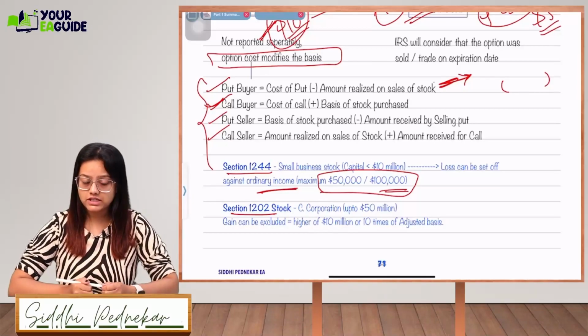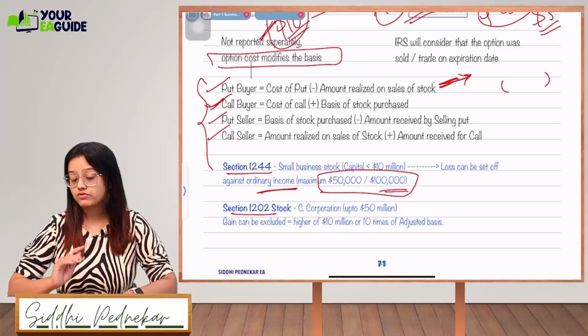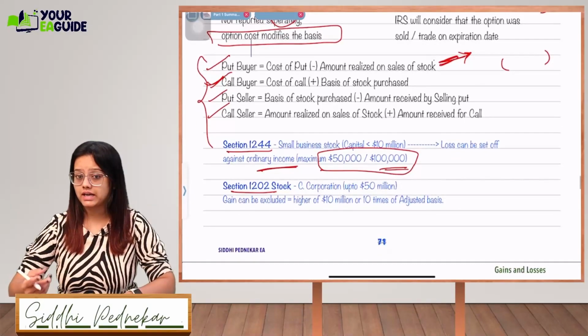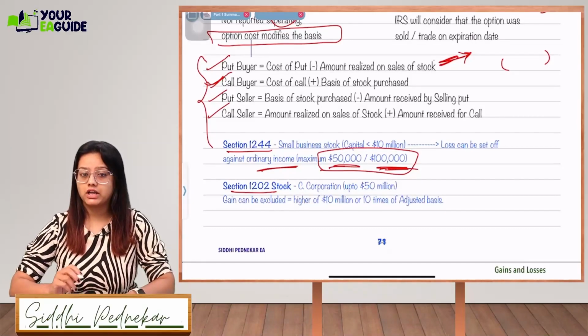If you have shares and securities, if you have a stock of a small business, then you can offset your loss from selling those shares and securities against your ordinary income. Even if it's long term or short term, doesn't matter. Up to 50,000 and up to 1 lakh you can set off.